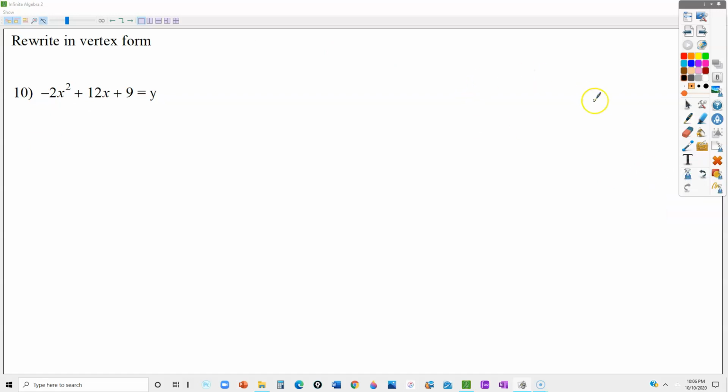So here's how we're going to do it. Step 1 is to move the c. So in this case, that's the 9. So I'm going to subtract 9 on both sides.